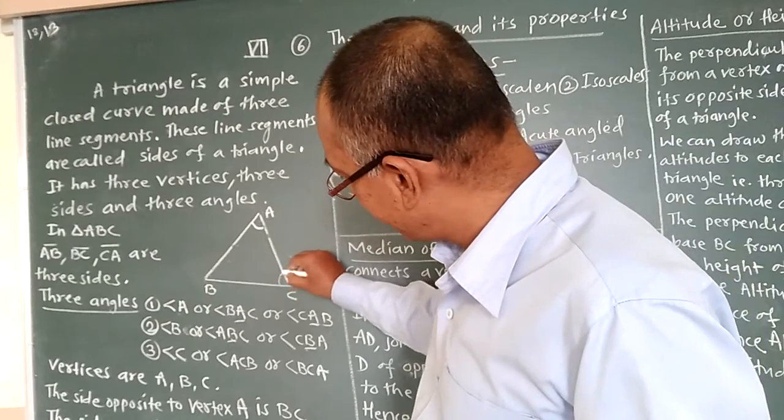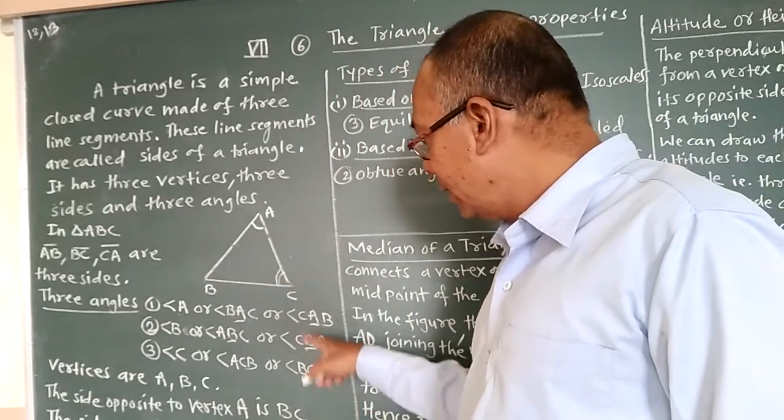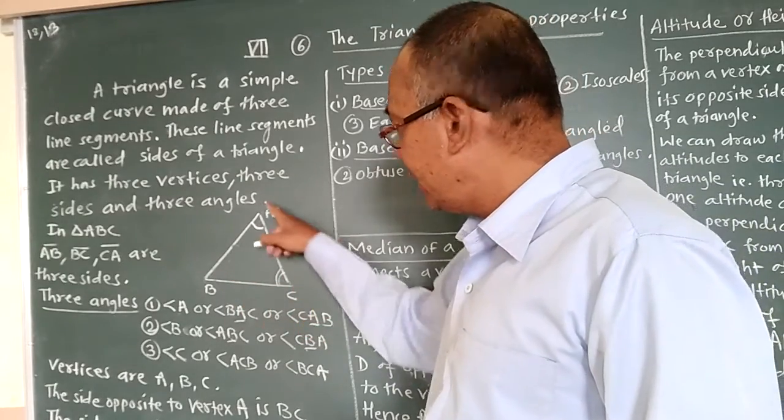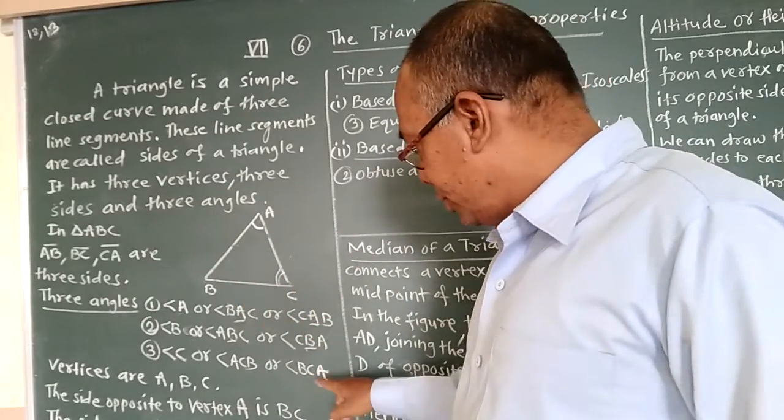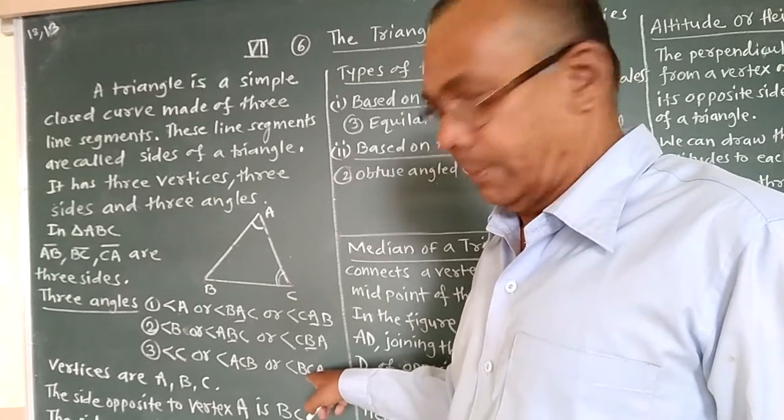Here this angle ACB or angle BCA. The middle letter is the angle we take, C.